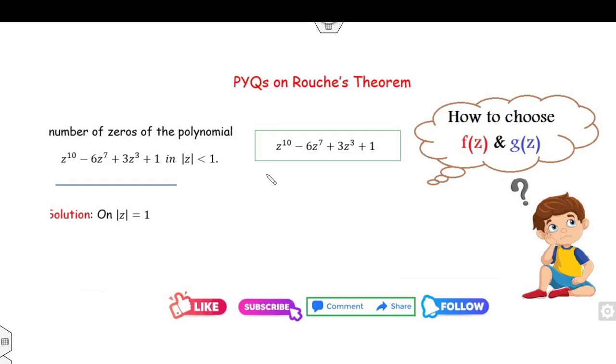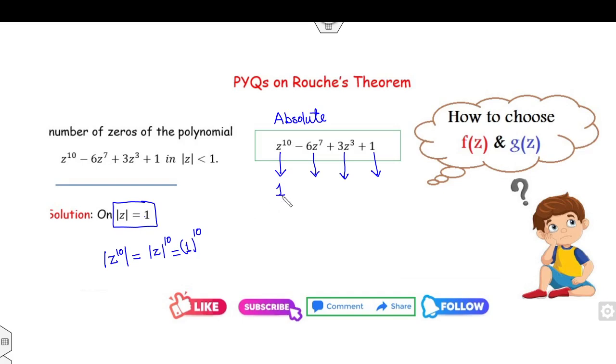Very simple. Calculate the value of each term. Calculate the value of each term on the boundary of the curve. Calculate the absolute value of each term on the boundary of the circle. So for example, this is the absolute value. How can you find that? It is mod of z raised to power 10. The absolute value of z is 1, raised to power 10.